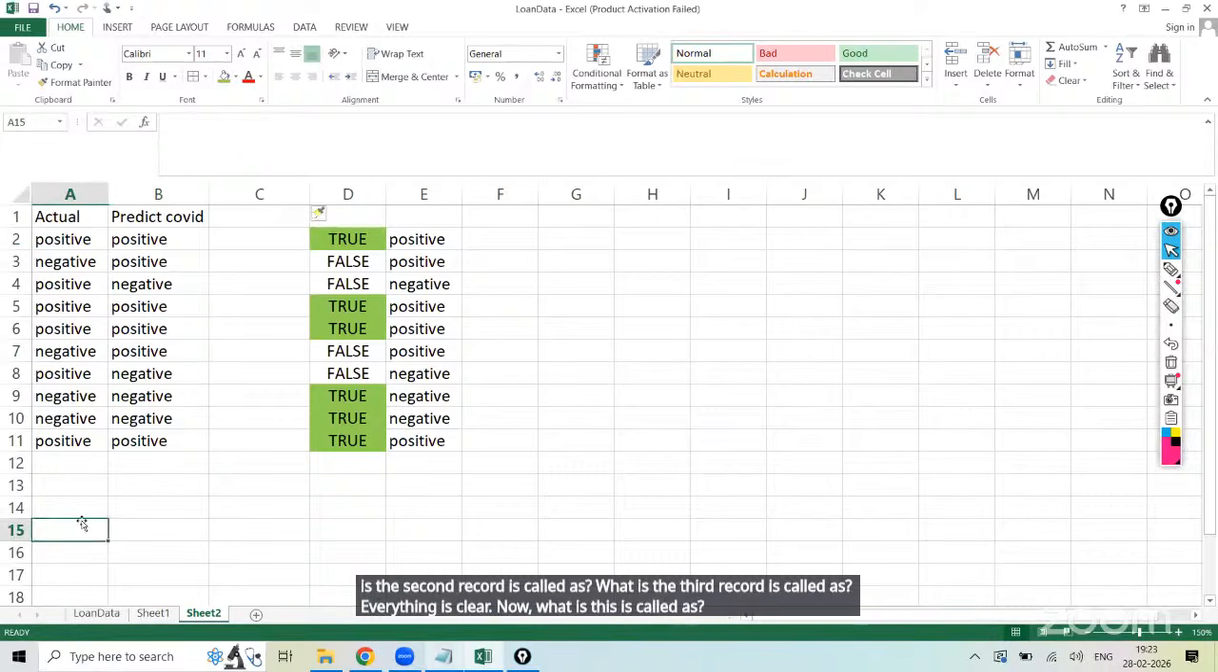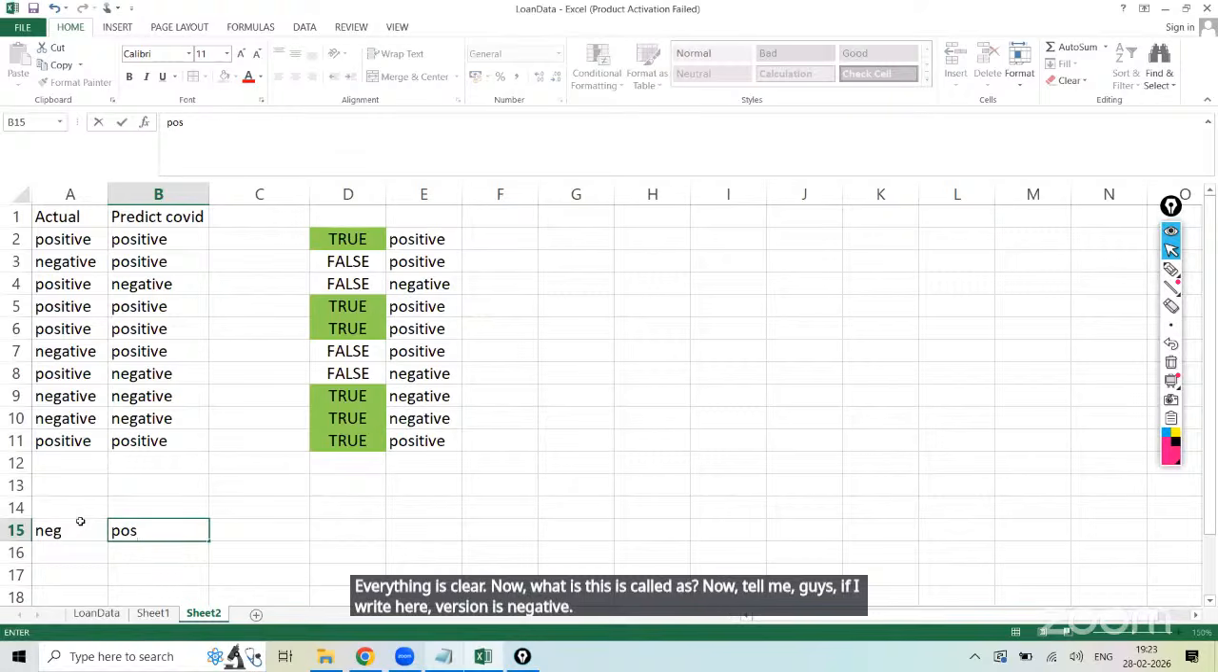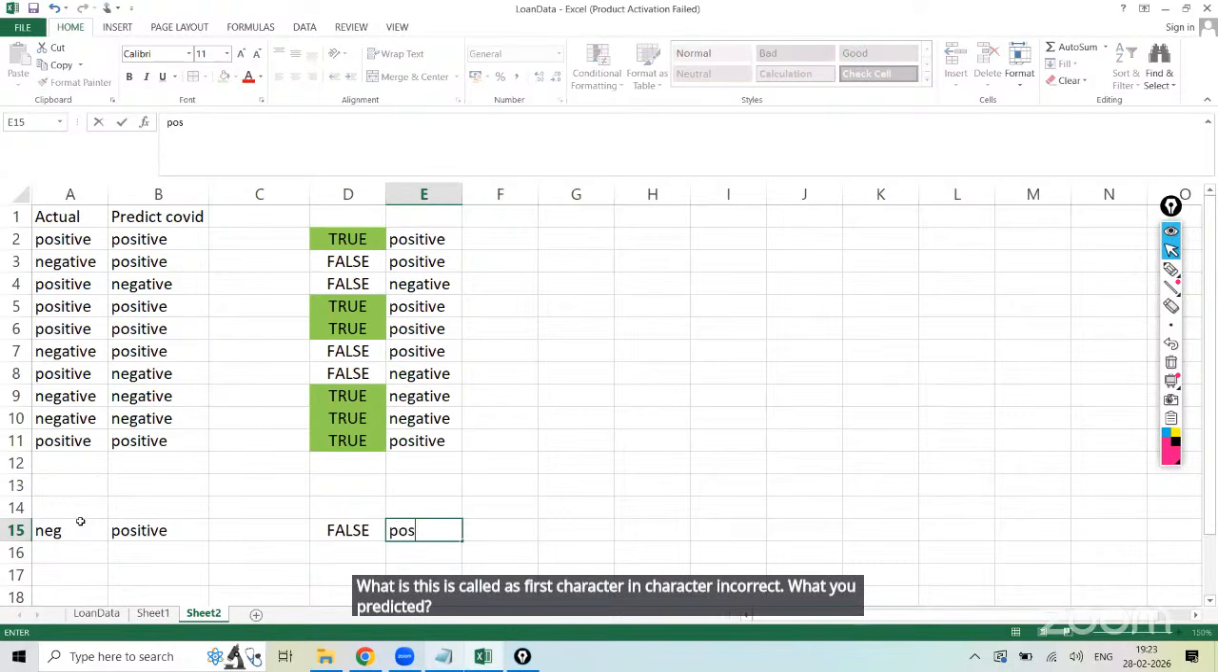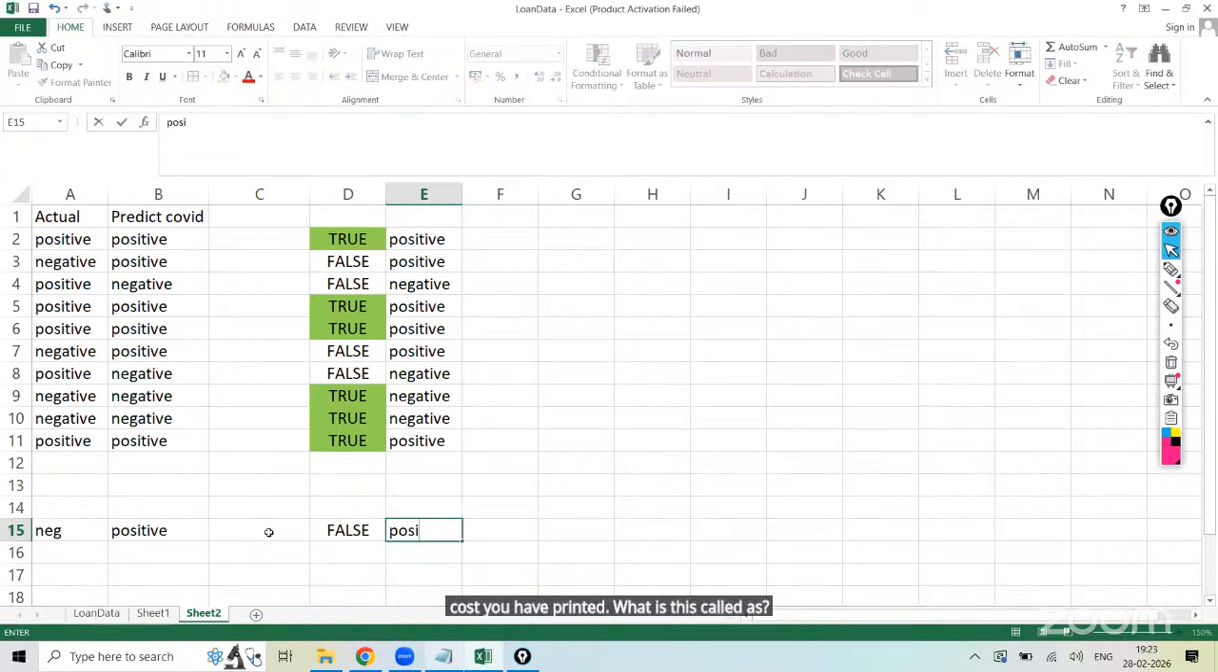Now, tell me, guys, if I write here original is negative, predicted is positive, what is this called? First, correct or incorrect? Incorrect. What did you predict? Positive. So what is this called? False positive. Is that clear now, everyone?